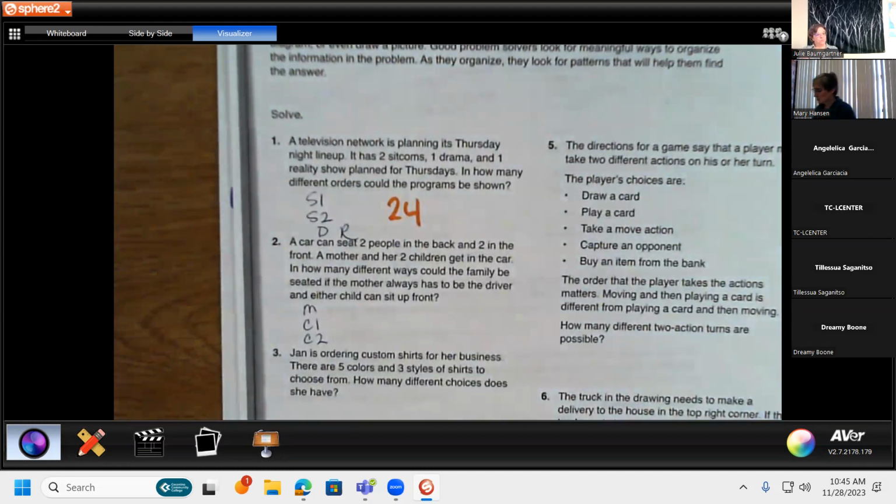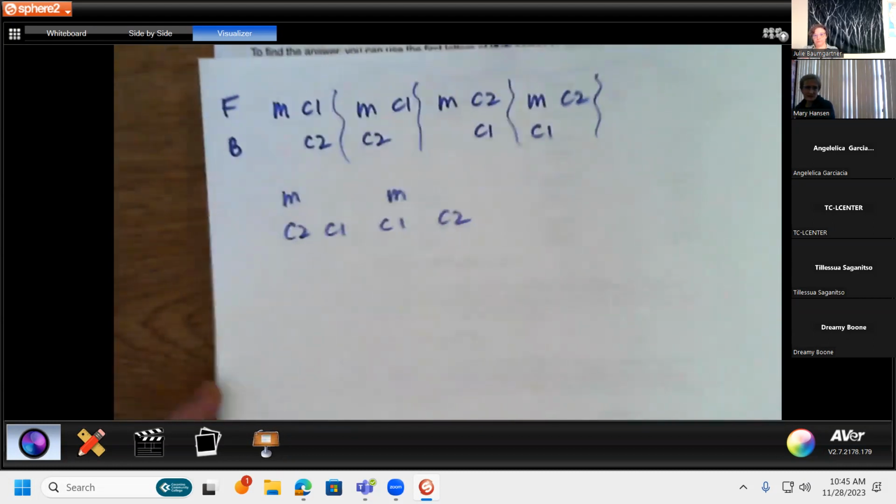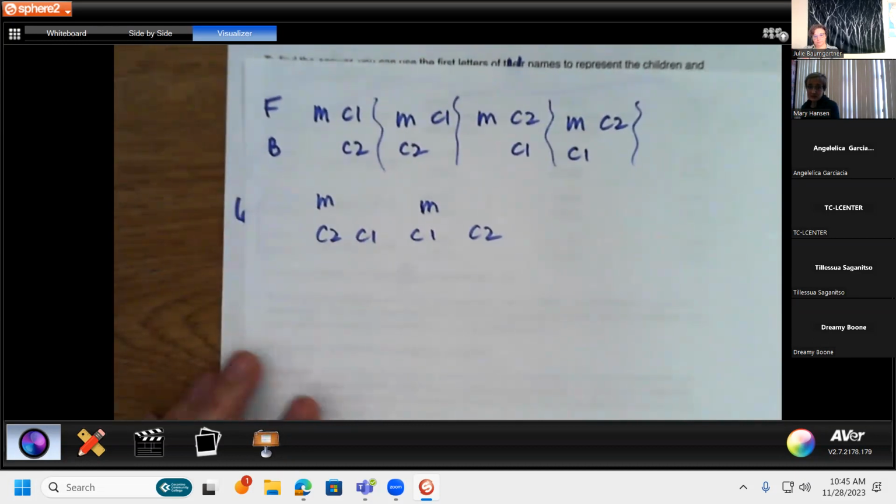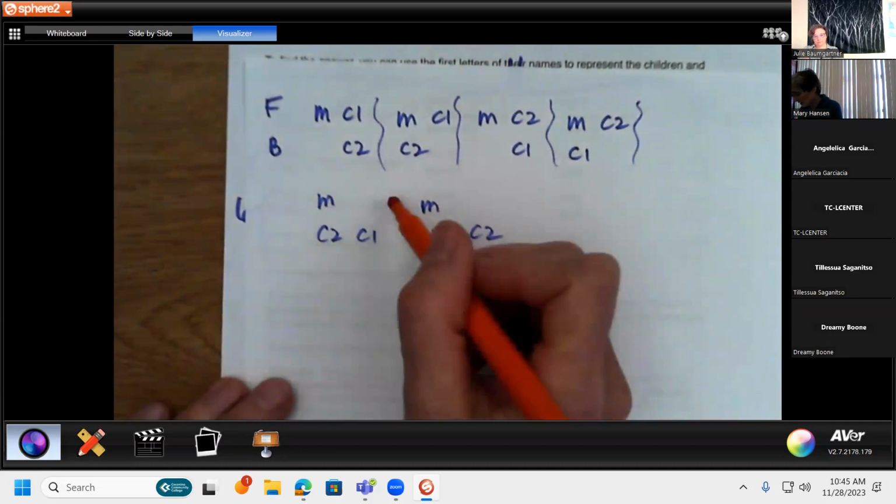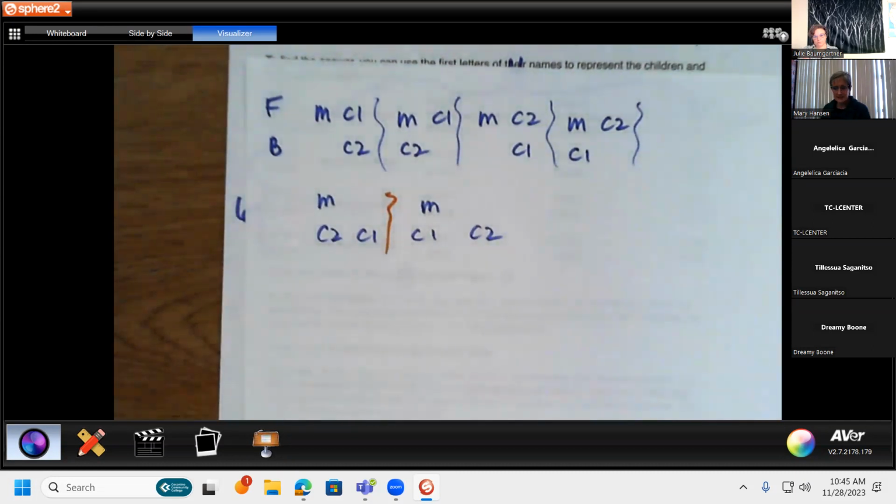Okay, for number 2, this is what made sense to my brain, and it may look different than what you drew to figure out how many there were. I said, I'm going to have the front of the car and I'm going to have the back of the car.